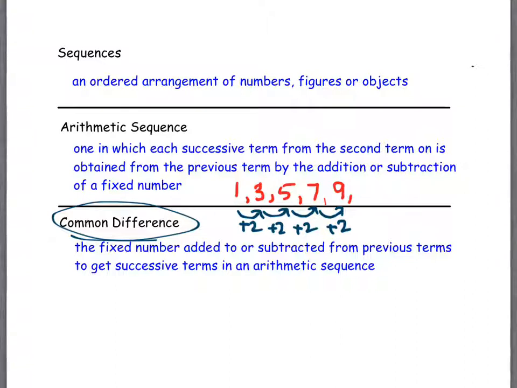It's the value that gets added. And there's nothing special about being plus 2. We could subtract 2 every time and have the same thing. It'd still be an arithmetic sequence. Okay, so we're adding or we're subtracting the same number to get the next term.